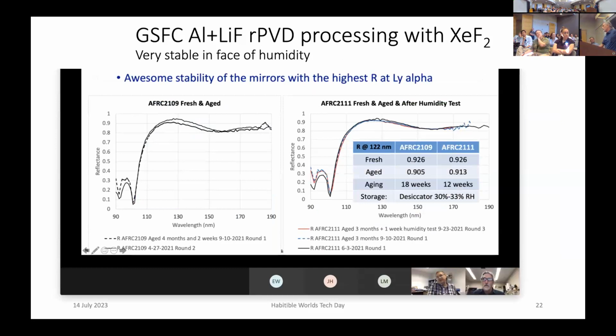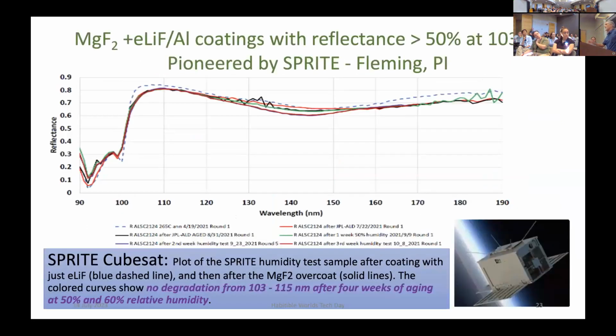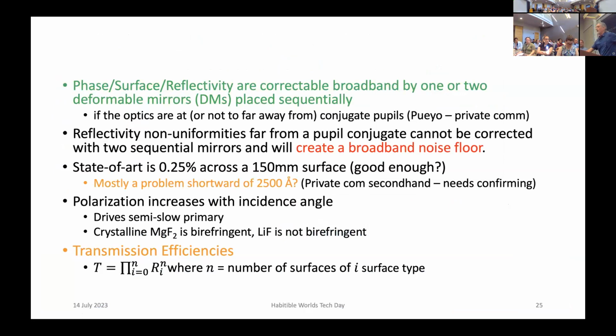So these are stability measurements. I won't go into that. But this other technology of magnesium fluoride over the extreme LiF has been pioneered by Brian Fleming. He's flying it on the SPRITE mission. And this is a plot that shows there's no degradation from 1,030 angstroms to 1,150 after 4 weeks of aging at 40 to 60% humidity. So it was a very stable process. And this is in existence. It's going to fly. We're going to get some data on it.